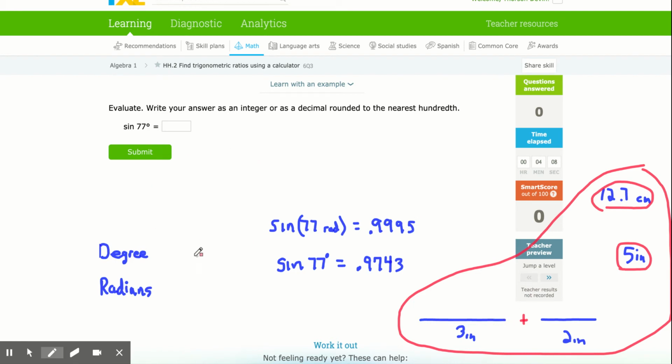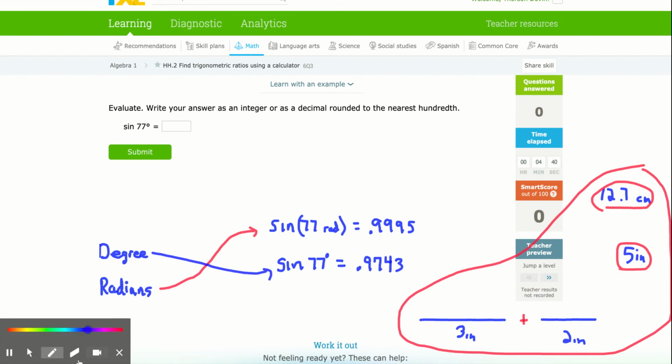Same thing here. In your calculators and definitely your computer, if you type this into a computer, almost always it's set to be in radians. The sine of 77 radians is not the same as the sine of 77 degrees. So if you take the sine of 77 radians, you'd get 0.9995. If your calculator is set in degree mode and you take the sine of 77 degrees, you get 0.9743.